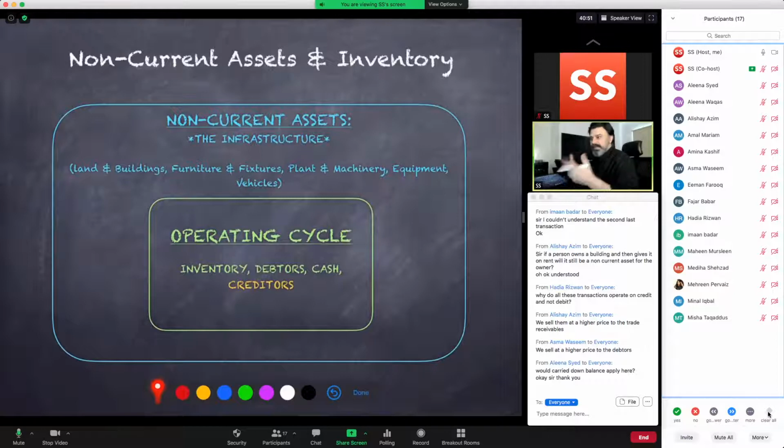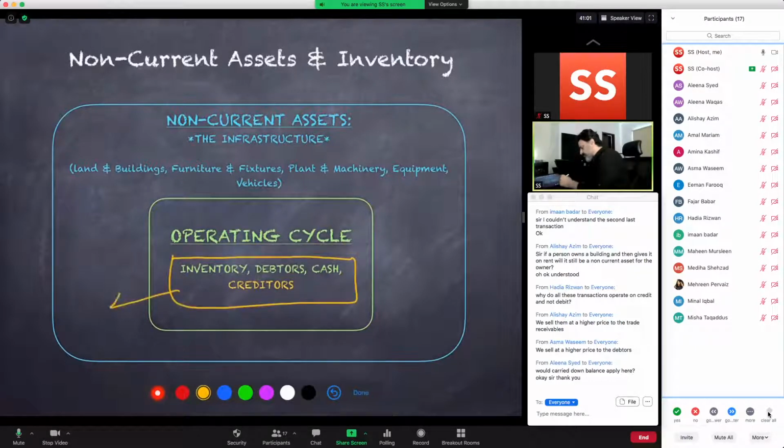They represent your main principal business activity. So all of them together is what we also call the working capital.